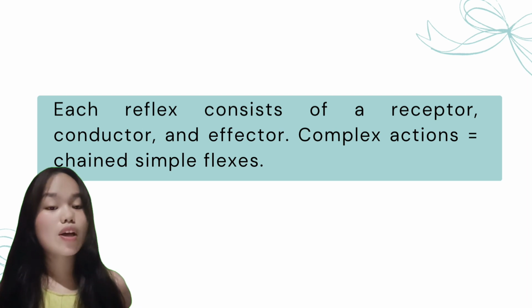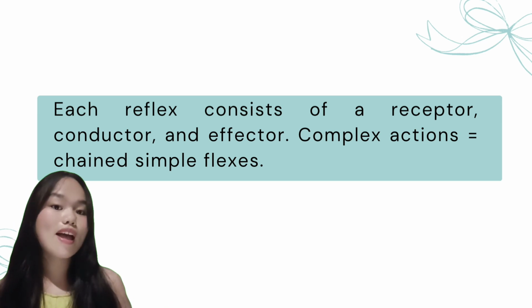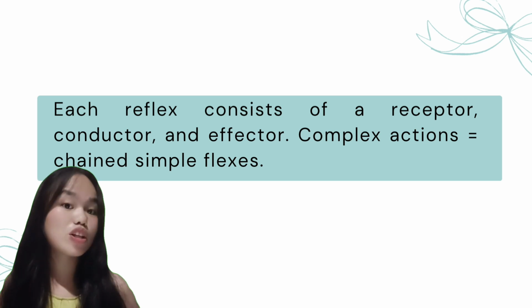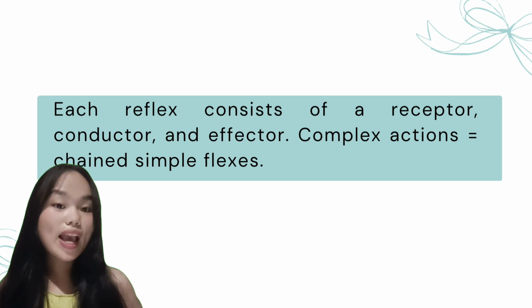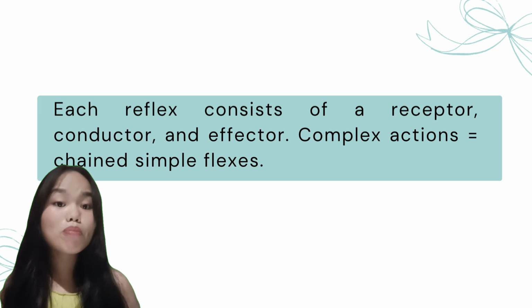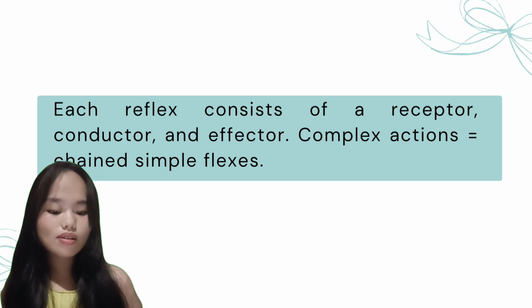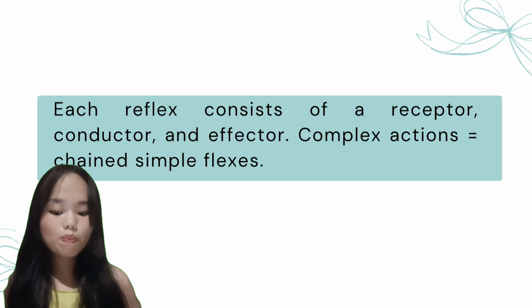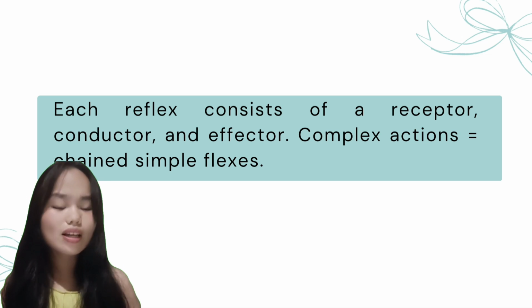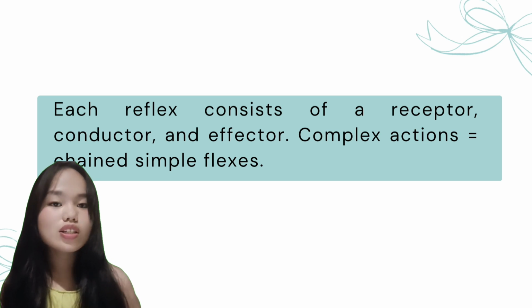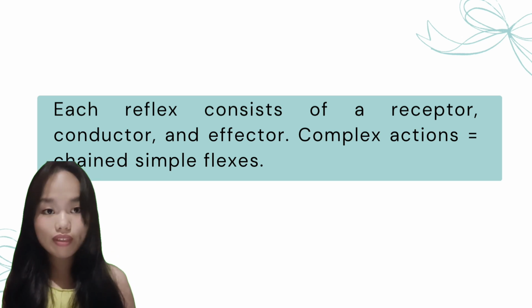Each reflex involves three main components, which are the receptor, conductor, and the effector. The receptor detects a specific stimulus such as heat, pain, or touch, and sends an impulse through sensory neurons, the conductors, to the central nervous system. The information is then processed and motor neurons carry the response signal to the effector, which is usually a muscle or a gland that performs the necessary action, just like pulling your hand away from something hot.